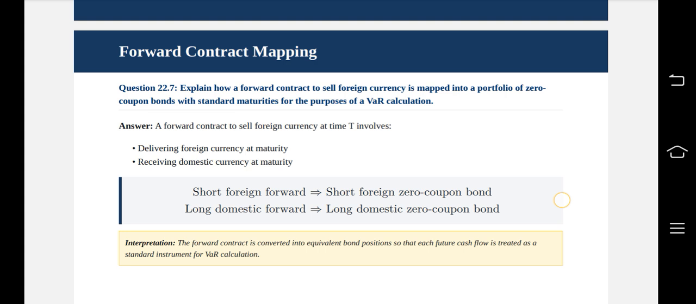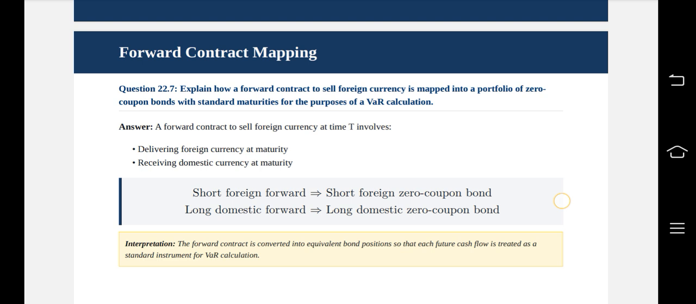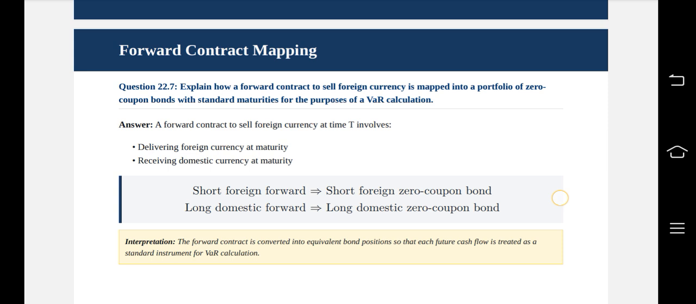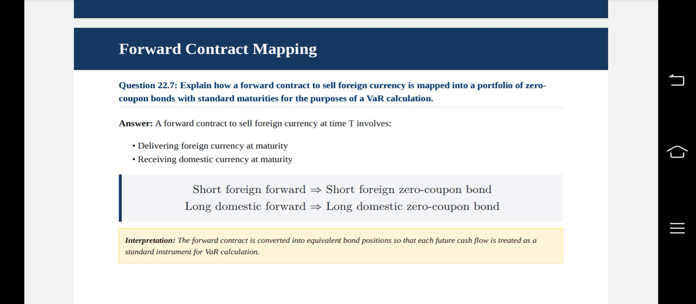To calculate risk accurately, we treat this as a portfolio of zero coupon bonds. A short foreign forward is mapped as a short foreign zero coupon bond because it represents a future payment obligation. Conversely, a long domestic forward is mapped as a long domestic zero coupon bond. By doing this, each cash flow is treated as a standard instrument, making it possible to calculate the overall portfolio risk.